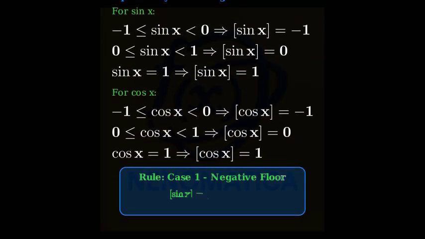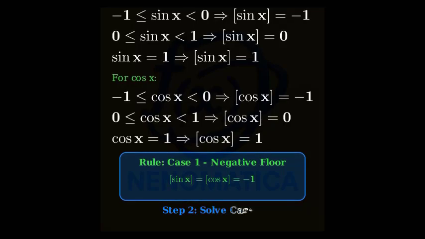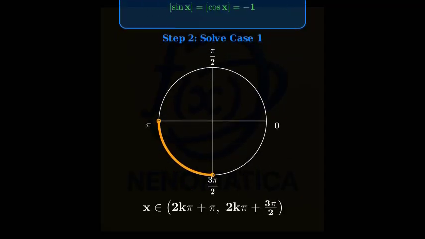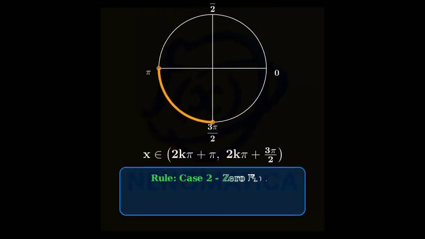Step 2. Case 1. Both floors equal negative 1, which means sine and cosine are between negative 1 and 0, excluding 0. On the unit circle, that is the third quadrant, angles from pi to 3 pi over 2, endpoints excluded.